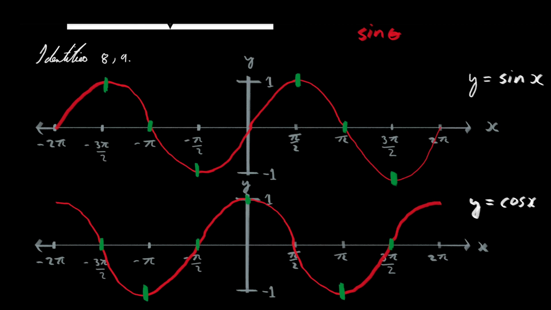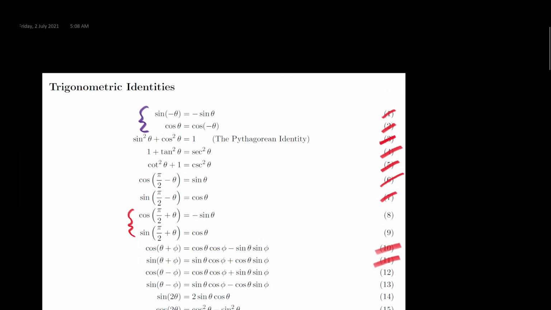Now, if you consider the arguments of sine and cosine, if we took the cosine of theta, for instance, let's just focus on trigonometric identity 8.